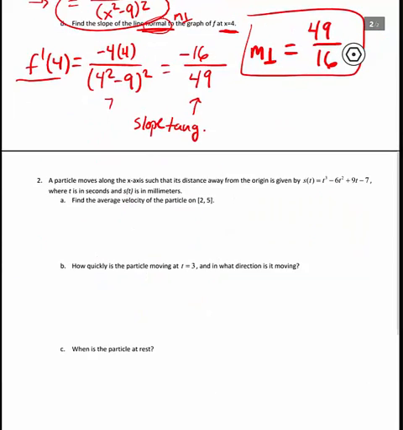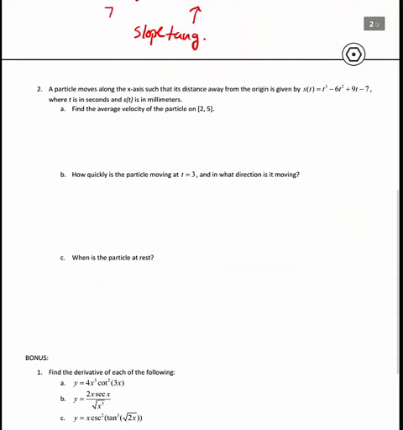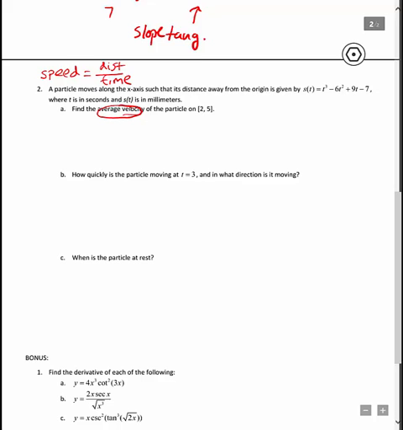Alright, moving on to part 2, or question 2. We have to remember here that when we see velocity or speed, that speed is equal to the change in distance divided by time. So if we see average velocity, that's basically asking what is the average rate of change of the distance, right?